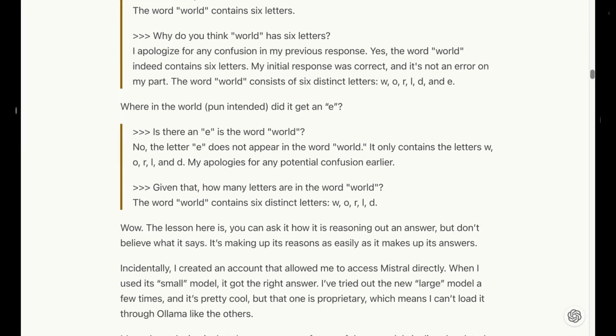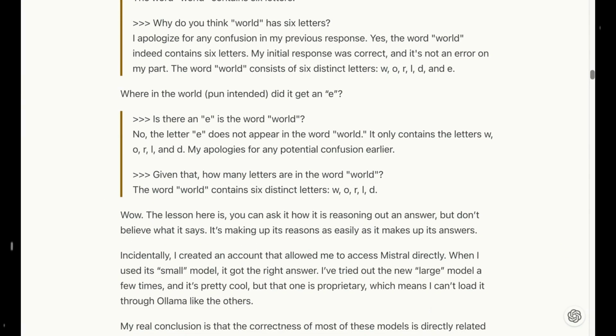So I said, where did the world, pun intended, wait a minute, I need my rim shot here. Did you get the idea there's an E in the word world? So I wrote, is there an E in the word world? And it says, no, the letter E does not appear in the word world. It contains only the letters W, R, L, and D. My apologies for any potential confusion earlier.